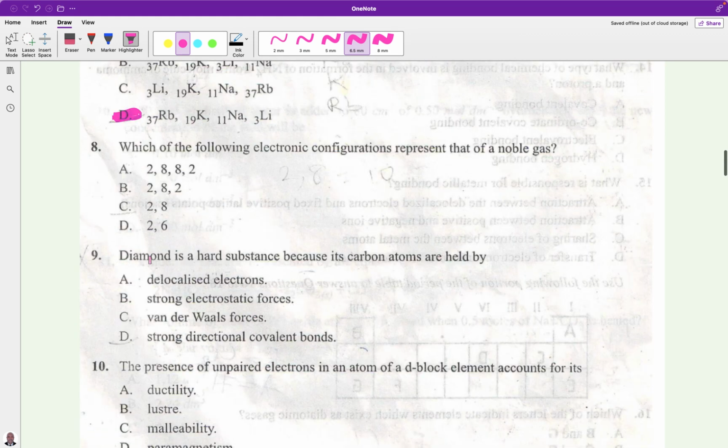Number 8. Which of the following electronic configurations represents that of a noble gas? A noble gas has a full outer shell. From just observation, it is C. It's very simple. It's always full. So C is the right answer.